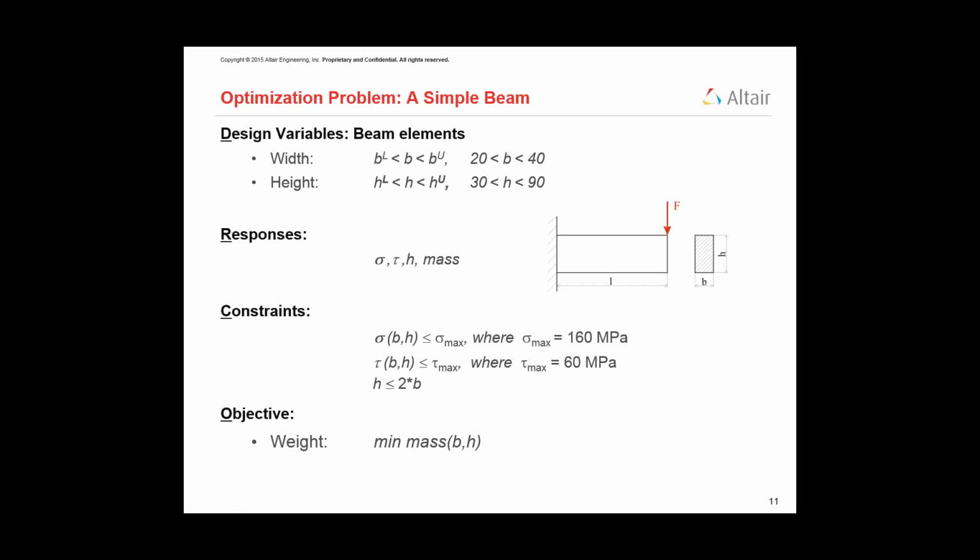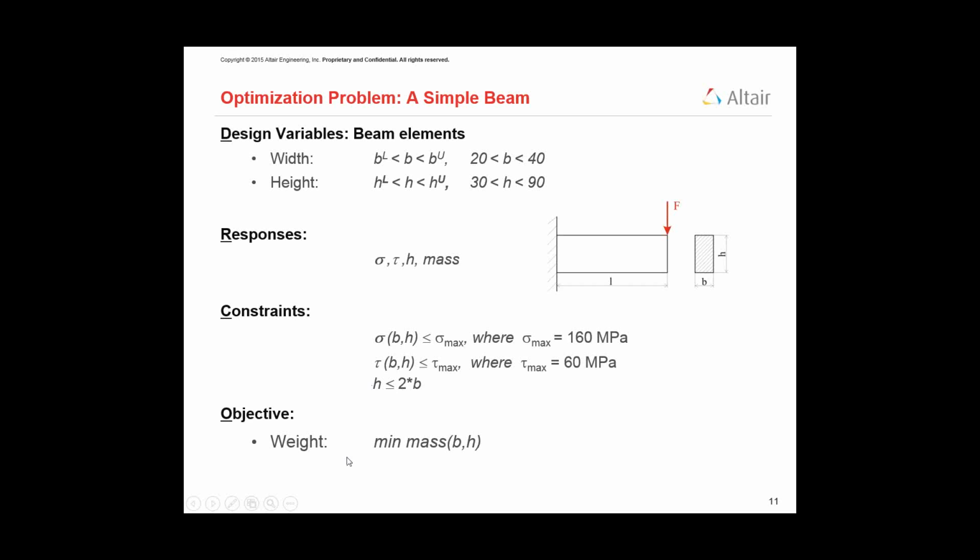That would be the optimum shape. And of course, we don't want 0. So we have to apply appropriate constraints to make sure that our part stays reasonable. So in this case, we're going to constrain the part to make sure that our stress does not exceed 160 megapascals, our shear stress does not exceed 60 megapascals, and that the height is less than or equal to 2 times the base.